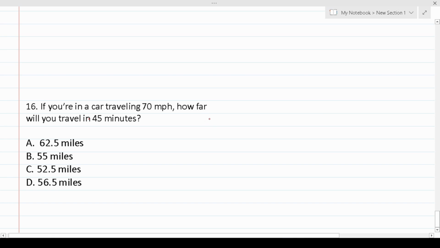All right, number 16 says, if you're in a car traveling 70 miles per hour, how far will you travel in 45 minutes? So we should realize that we have all the elements of the distance formula. That is, distance equals rate times time. As you can see, we have our rate of 70 miles per hour. We have a time of 45 minutes, and we want to know how far you'll travel, which is our D.